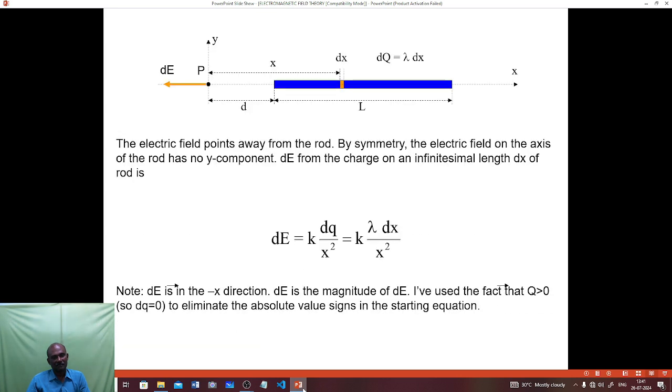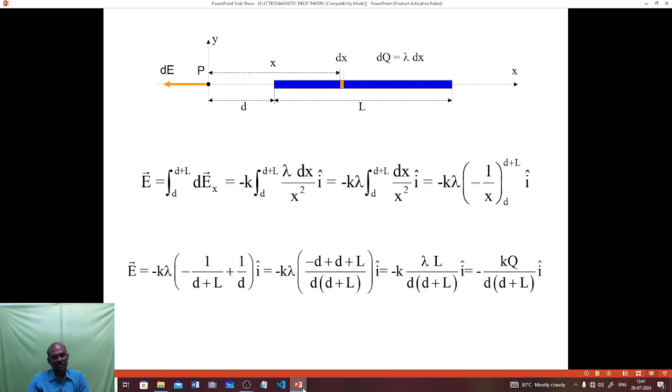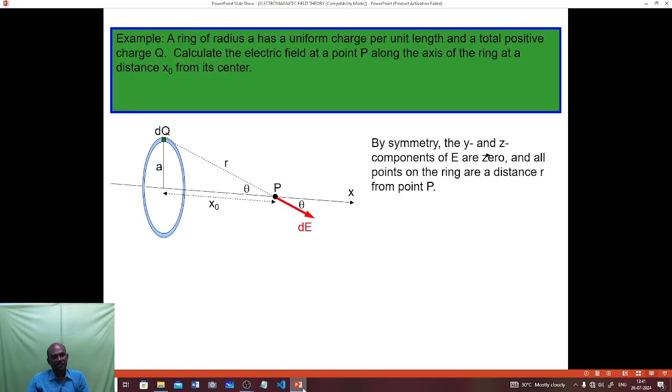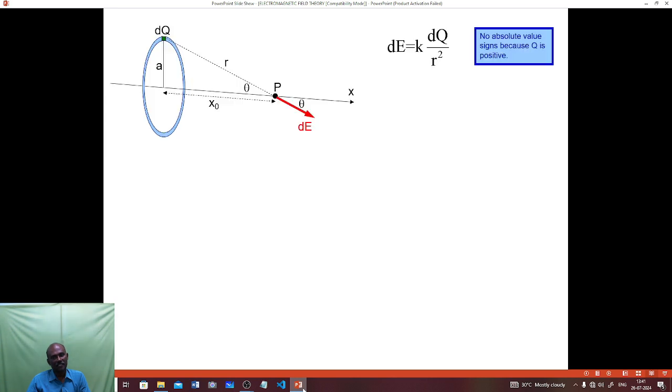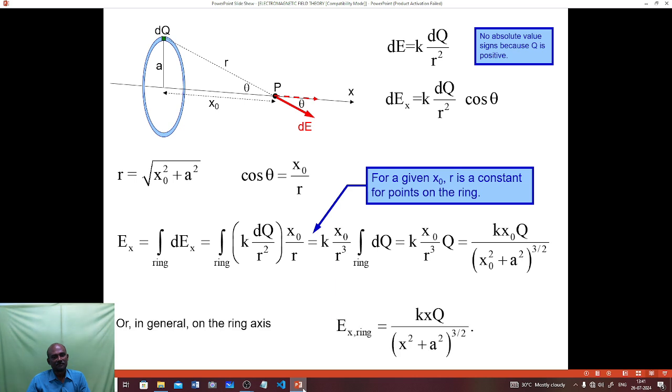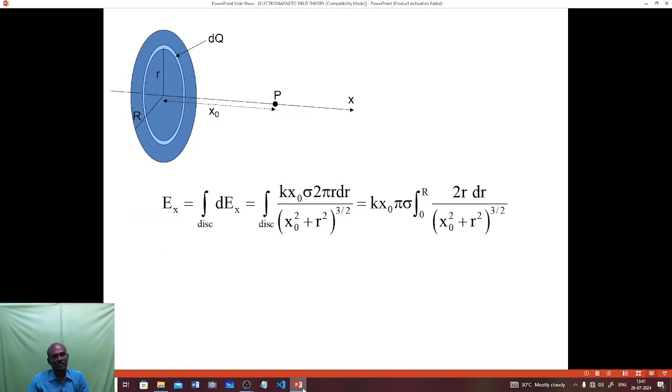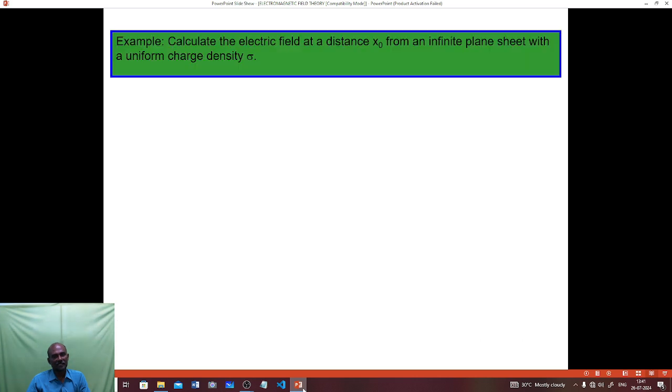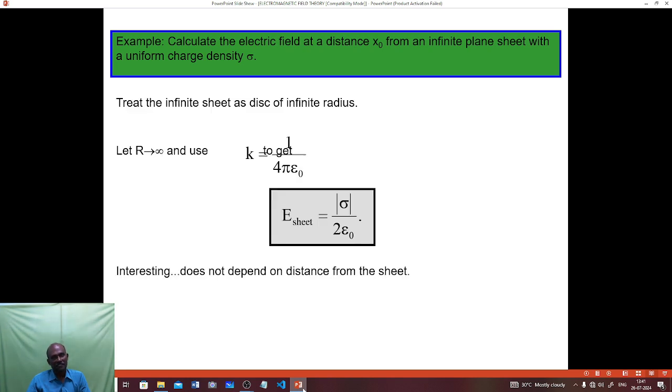With some examples, we can find the charge distribution and the electric field intensity. And also we can take a ring of radius a. For that ring of radius a, we can find the electric field intensity by finding dE and then integrating it to get the total electric field intensity. Similarly, we can derive it for a disk of radius a, and for any infinite plane sheet.